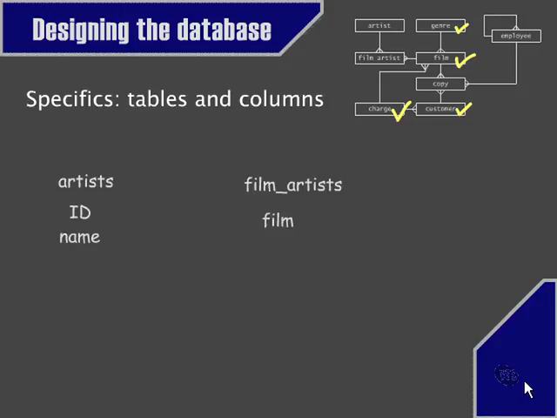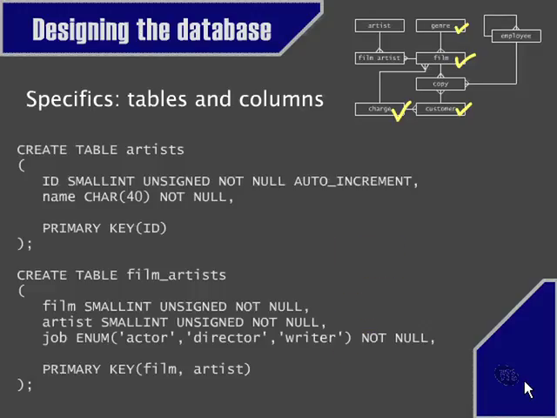In Film Artist, the bridging table, we're going to store the film, which will relate to the ID column of the films table. We're also going to store the artist, which will relate to the ID column of the artist table. We're also going to have the particular job that the artist has done on the film. This will be one of three choices: actor, director and writer.